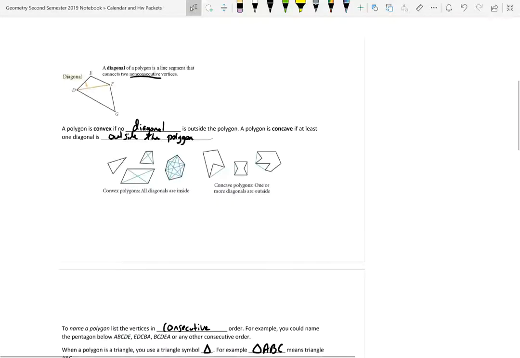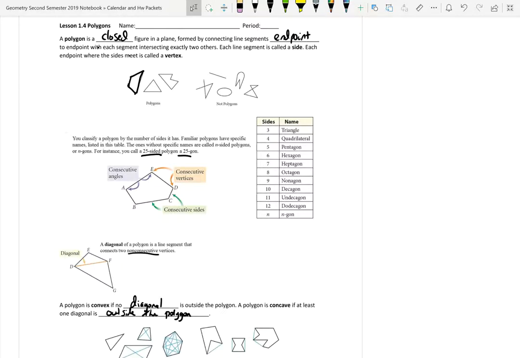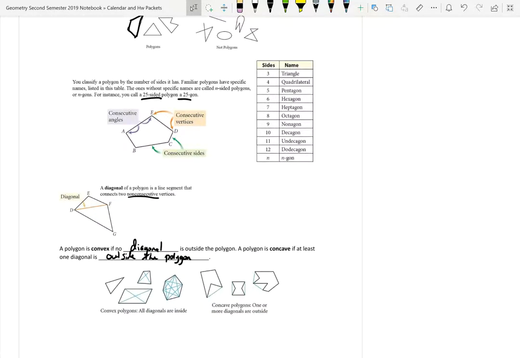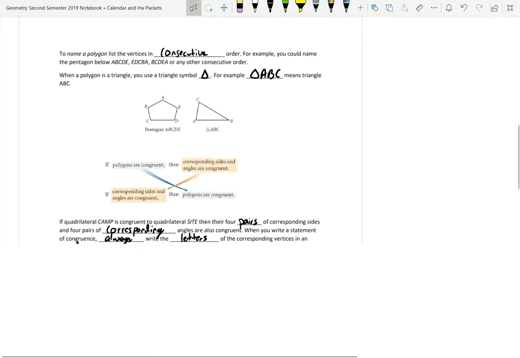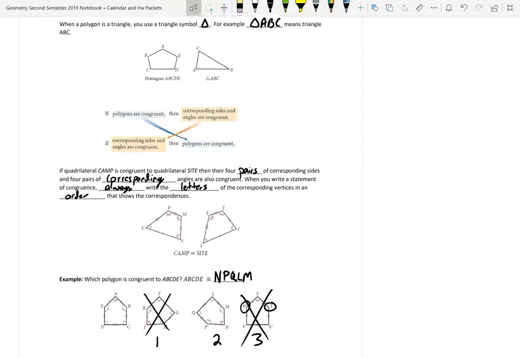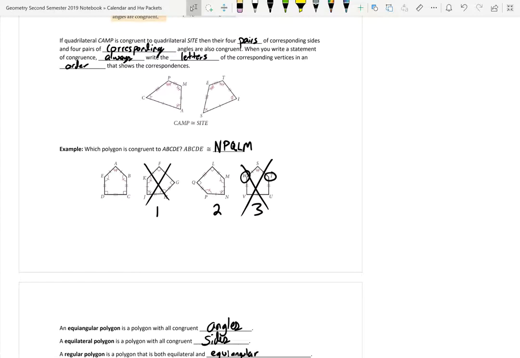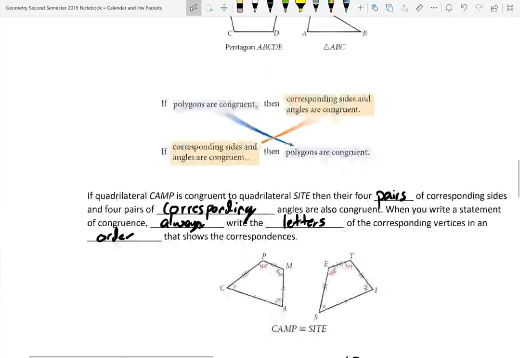Polygons. Remember, the vocabulary that's important to know is vertex and side of a polygon, knowing the names like hexagon, heptagon, nonagon, what a diagonal is, convex versus concave polygons. When you're naming a polygon, make sure the vertices are in consecutive order, and the triangle symbol is used for triangle instead of writing the word triangle, and that corresponding sides and angles of polygons, if they're congruent, then the polygons are congruent. So right here, this is going to be very, very important. Come back to that a lot.